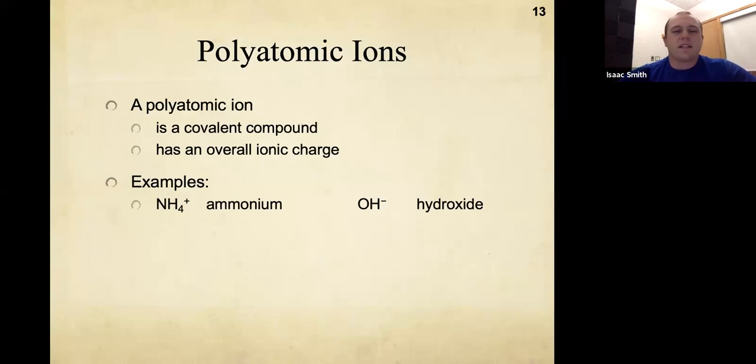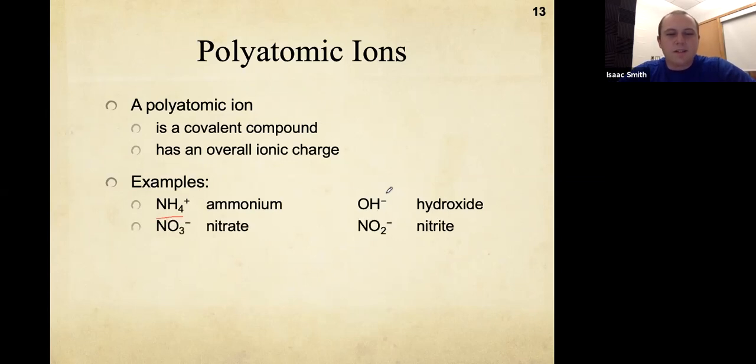Here's a couple examples. You have ammonium. This is nitrogen and hydrogen together, and they're forming covalent bonds. There are covalent bonds between the nitrogen and the hydrogens, but overall there is a plus formal charge on this molecule. Hydroxide as well: you have an oxygen and a hydrogen that are bound together that overall have a negative charge coming off of that whole molecule, instead of just a single element. So that's the idea behind polyatomic ions.